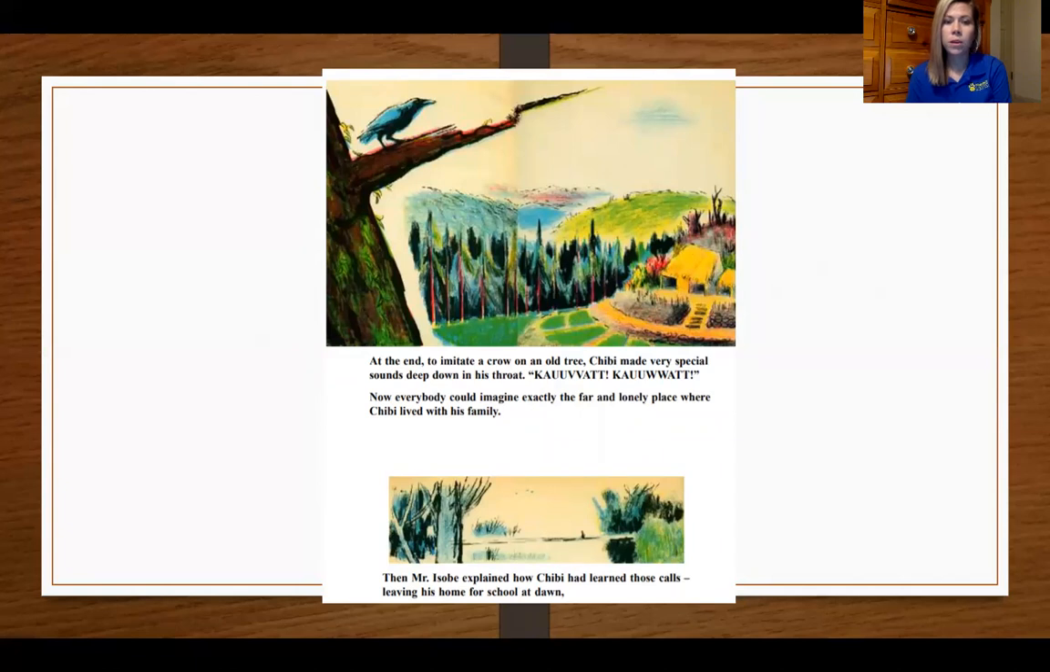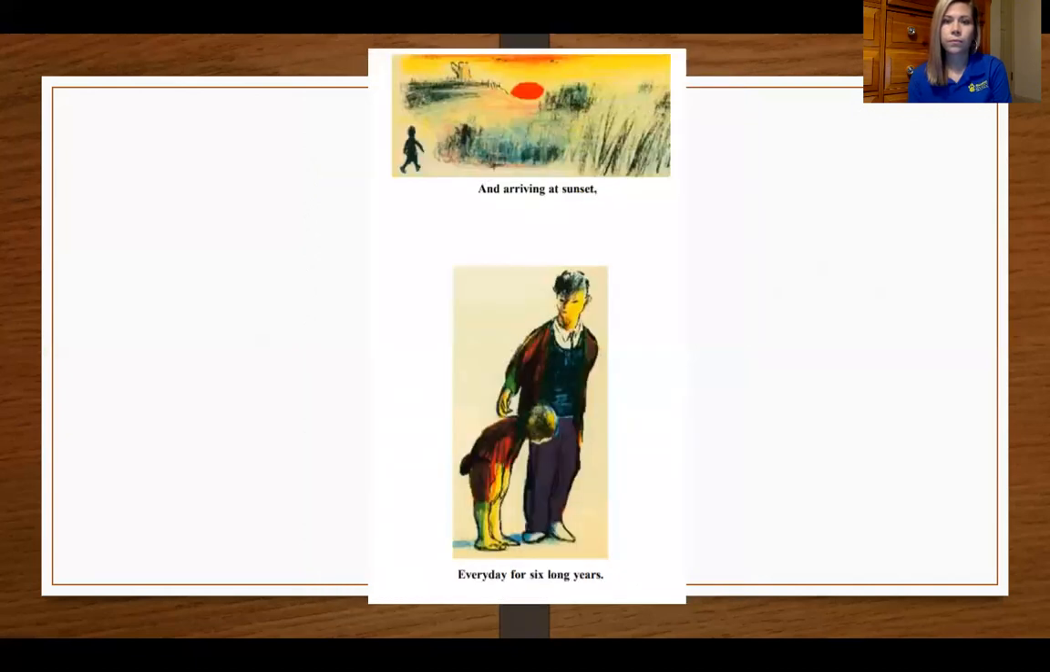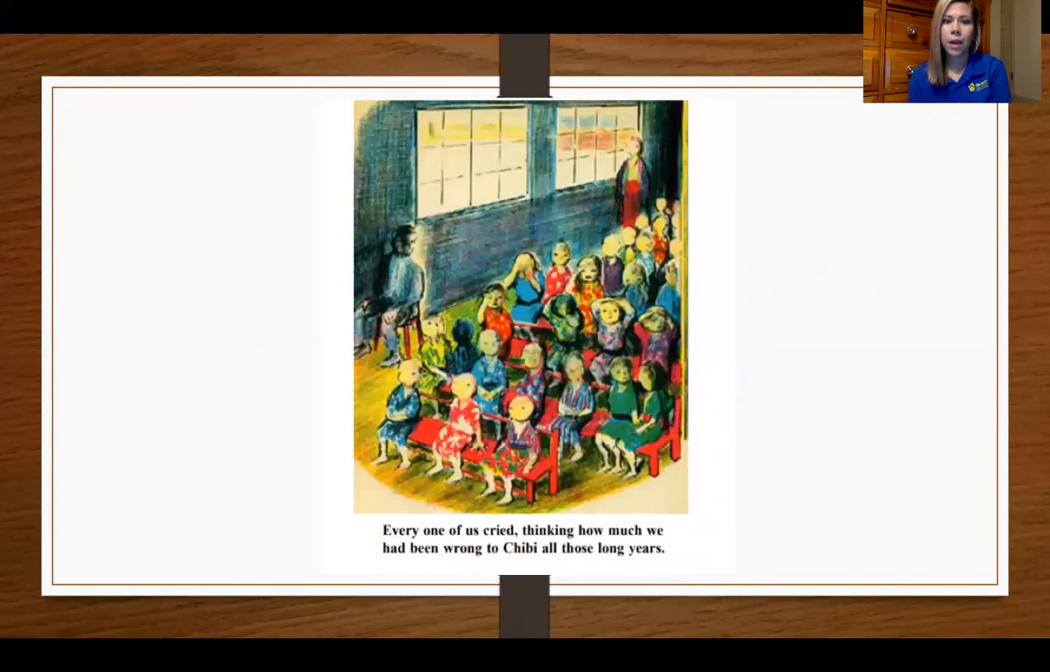Then Mr. Asobi explained how Chibi had learned those calls, leaving his home for school at dawn and arriving at sunset every day for 6 long years. Every one of us cried, thinking how much we had been wrong to Chibi all those long years.